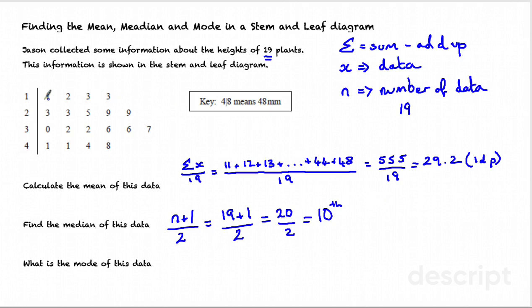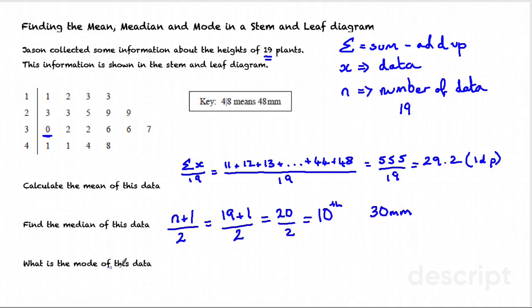So I'm going to count along 1, 2, 3, 4, 5, 6, 7, 8, 9, 10. It's that there. Now be careful because that's not 0. We have to remember to read the stem and leaf diagram. 30 millimetres is my median value.